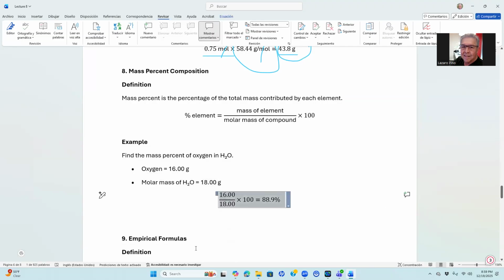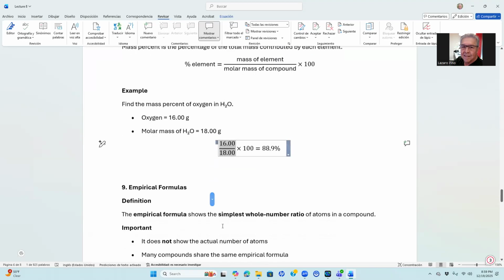16 divided by 18 times 100 equals 88.9. Then you divide the mass of oxygen by the mass of the molecule, and you multiply by 100, and you get that oxygen represents 88.9% in the water molecule.